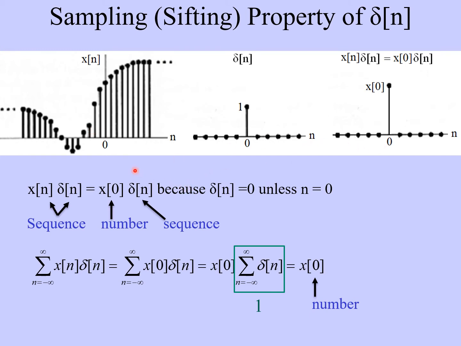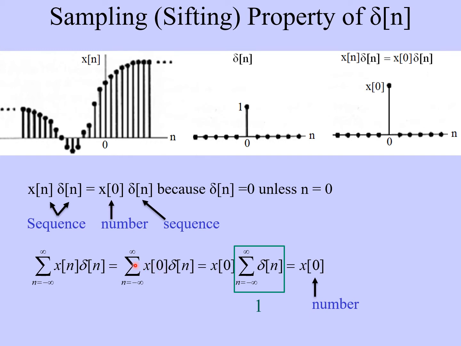One way to look at this mathematically is we have x of n times delta of n, and this delta function forces n to be equal to 0 in x of 0, and x of 0 is just a number. Now imagine we want to add up all of the products. So this is the sum of the products of x of n and delta of n. Well, using this idea, x of n can be changed to x of 0, because that's where it is getting sampled here. And x of 0 is a number, not a sequence.